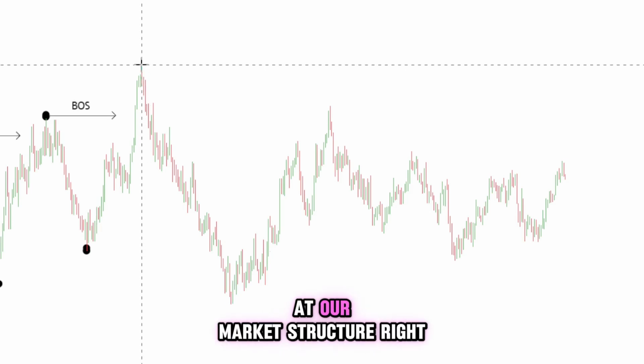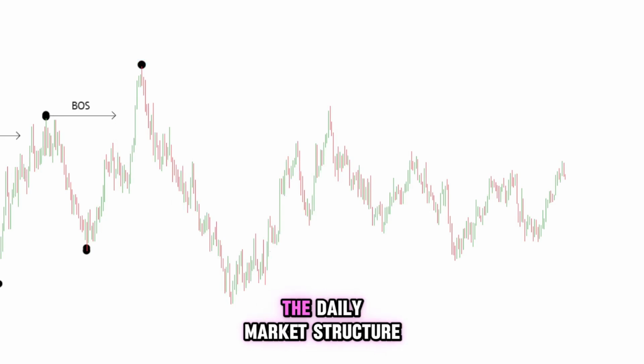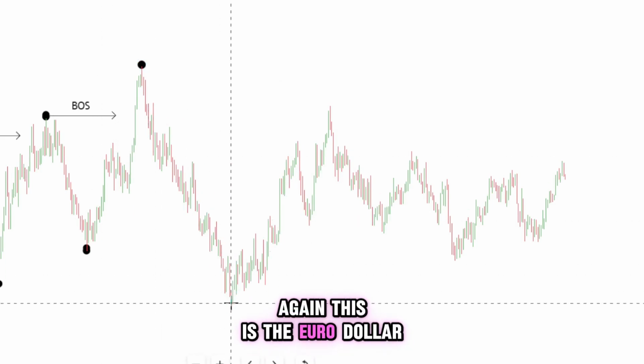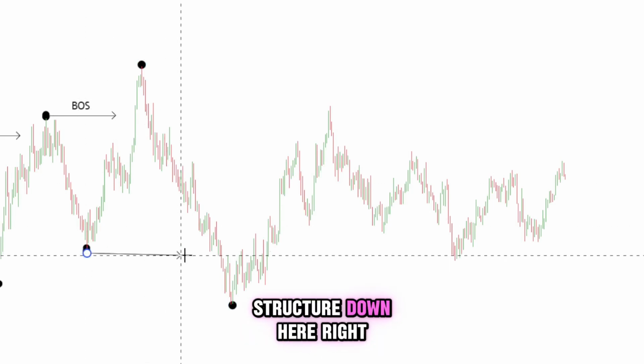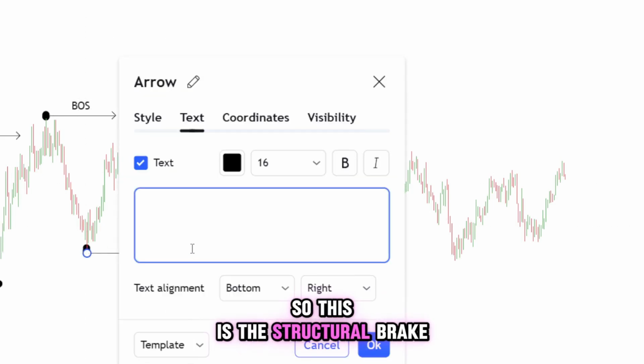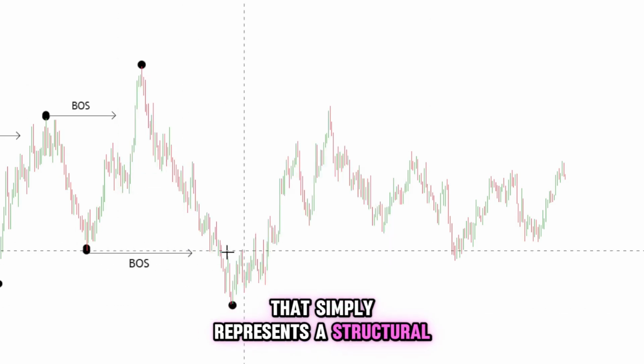First, we need to look at our market structure. The market structure you're seeing in black is the daily market structure. Again, this is the EUR/USD. What we've seen is the market break structure down here. So this is the structural break over here. When you see BOS, that simply represents a structural break to the downside.